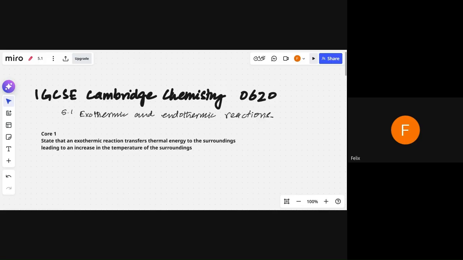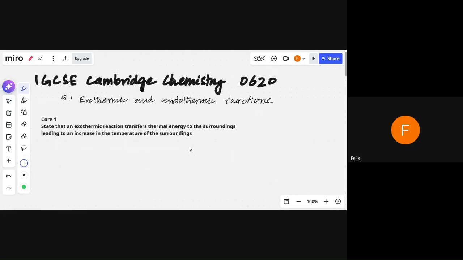So the first topic is core: state that an exothermic reaction transfers thermal energy to the surroundings, leading to an increase in the temperature of the surroundings, right? You have to develop an understanding of what an exothermic reaction is. An exothermic reaction is the one that releases heat to the surroundings, right? So we can study this using some examples.